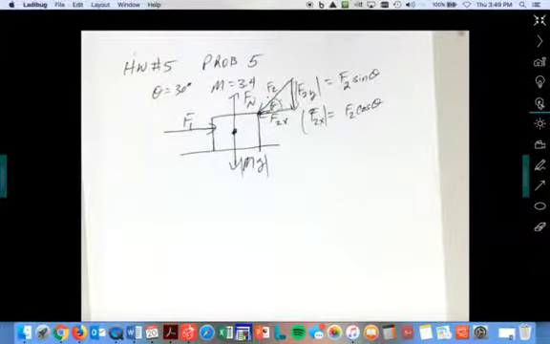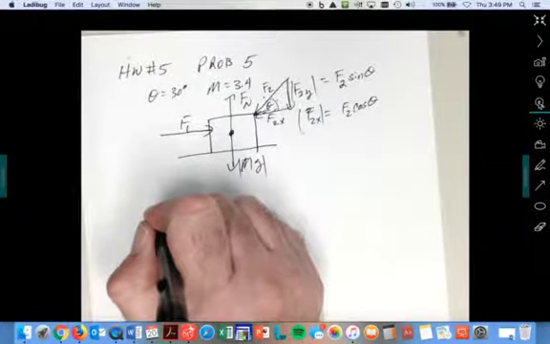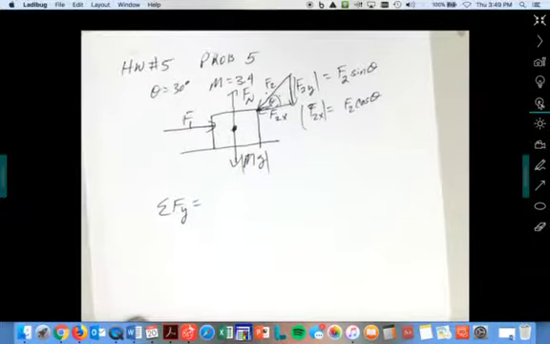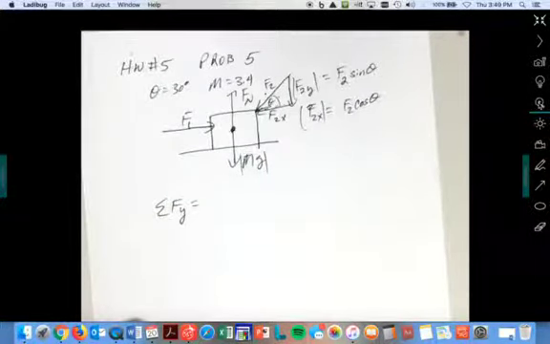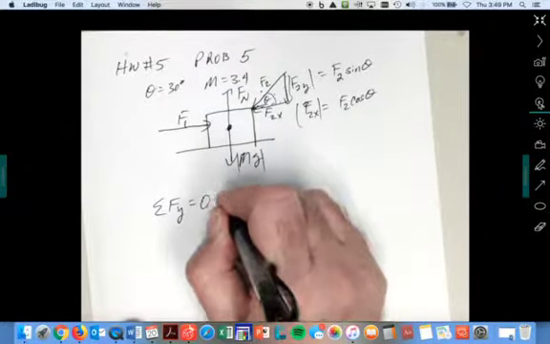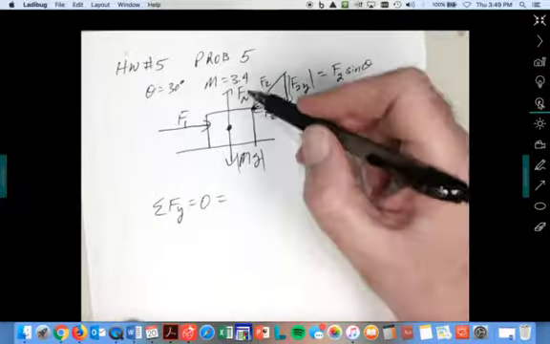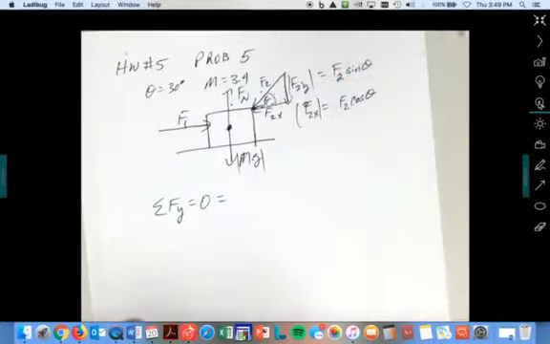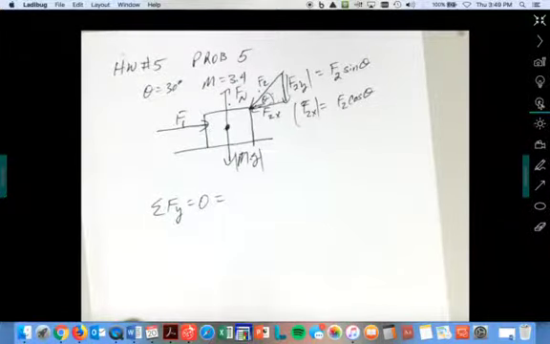Fine. All right, so let's just look at the sum of the forces in the y direction. Now we know right away the sum of the forces in the y direction are equal to what? 0. And let's just look. We've got this one, we've got this one, and we've got this one. We've got 3 forces in the y direction. 2 are pointing down, 1's pointing up.